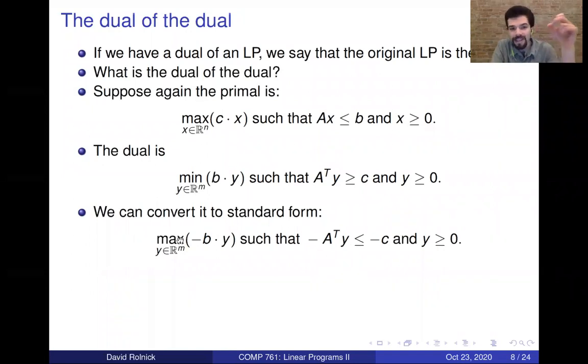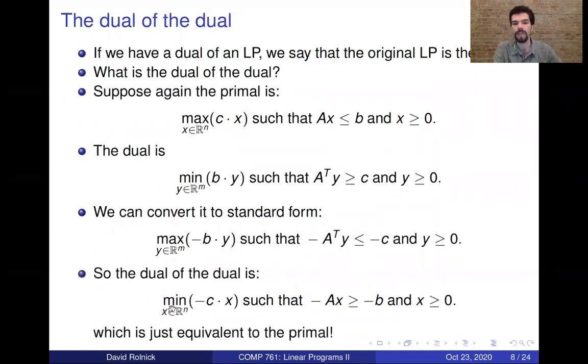Well, we know that max is going to become min. This vector is going to swap with this vector. This matrix is going to be transposed. And this is going to become a greater than or equal to. So we have minimum of negative c dot x such that negative Ax greater than or equal to negative b. And that's just the same as the primal. We can flip the inequality just like we did and get back this constraint. We can flip the objective just like we did here and get back that objective function. So it's exactly the same as the primal. Questions?